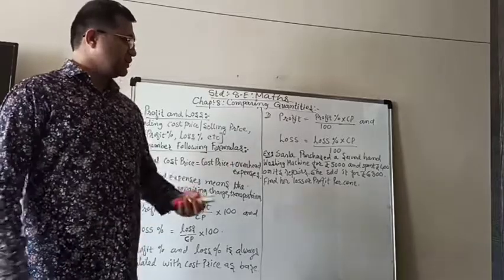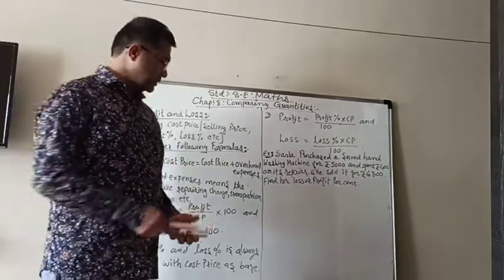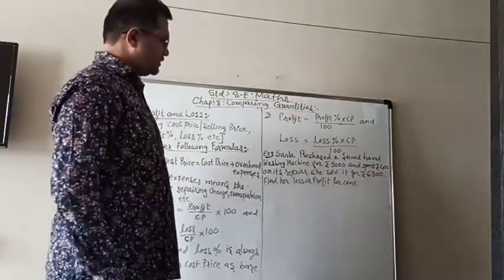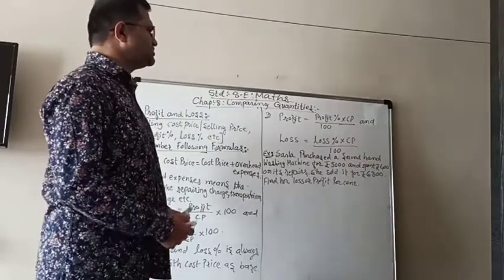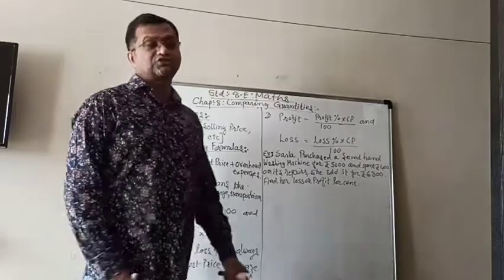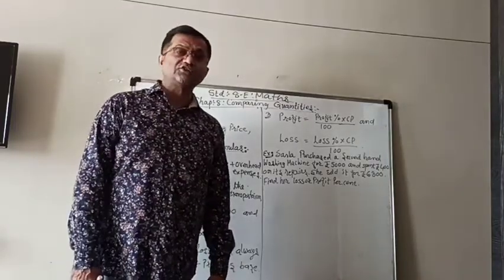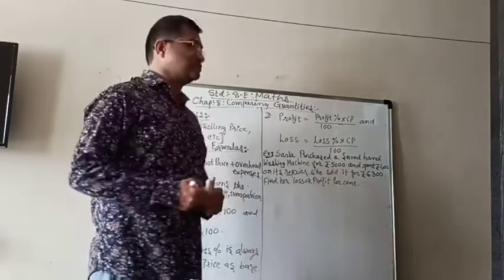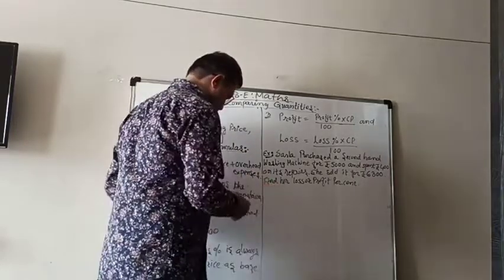Let us understand with the help of an example. Here it is given that Sarla purchased a second-hand washing machine for rupees 5,000. So what is 5,000? 5,000 is the cost price. So CP here.